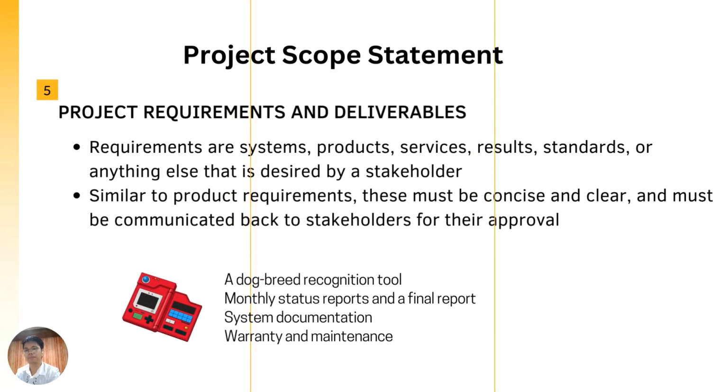Fifth step is project requirements and deliverables. A project requirement can be defined as anything that needs to be accomplished as part of the project. The PM book further defines a requirement as a system, product, service, result, standard, or anything else that is desired by a stakeholder. Just as discussed in the product requirement step, this needs to be concise and must be communicated back to the stakeholders.